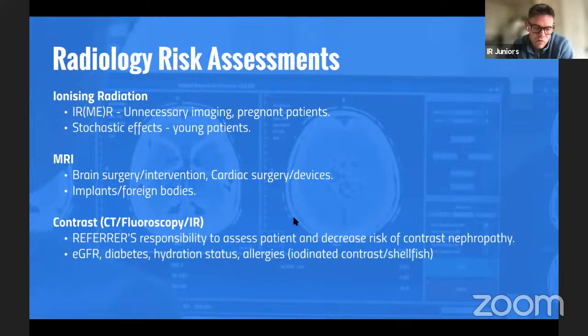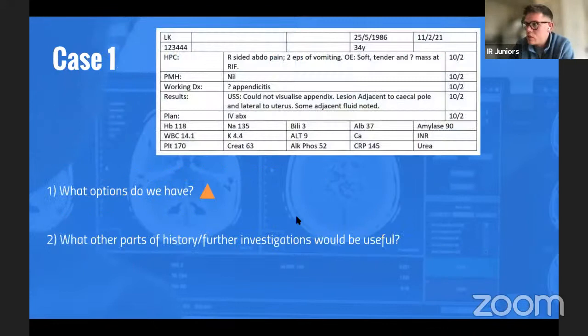Contrast is commonly used in CT, fluoroscopy and interventional radiology procedures, and you play an important role if you're referring patients for these scans, to make sure that you have a look at their kidney function. If there's any issue with that, or if you're not sure, again, ask your team. You want to decrease the risk of contrast nephropathy, and that's often done with pre and post hydration. Also allergies to contrast media, if the patient discloses that to you, or sometimes there's a bit of a crossover with shellfish allergies as well. So there are some points.